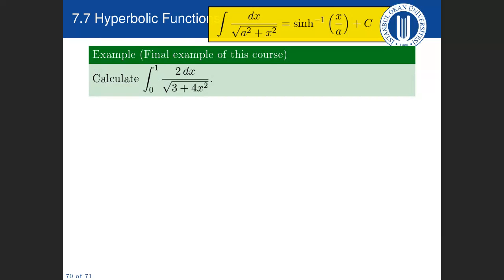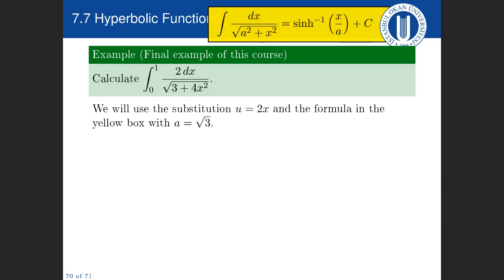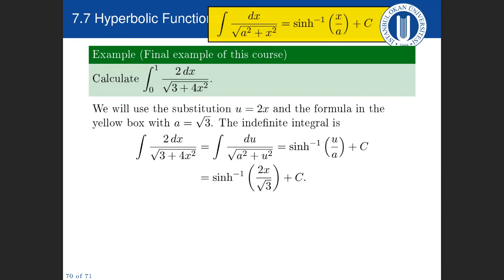For example, and this is the sort of question I might give you, calculate the integral from 0 to 1 of 2 dx over the square root of 3 plus 4x squared. And that sort of looks like what we have in the yellow box at the top. Not exactly. We have a 4x squared instead of an x squared. So the first thing to do is to do a substitution. We're going to let u be equal to 2x, and then we're going to be using the formula in the yellow box with a is the square root of 3.